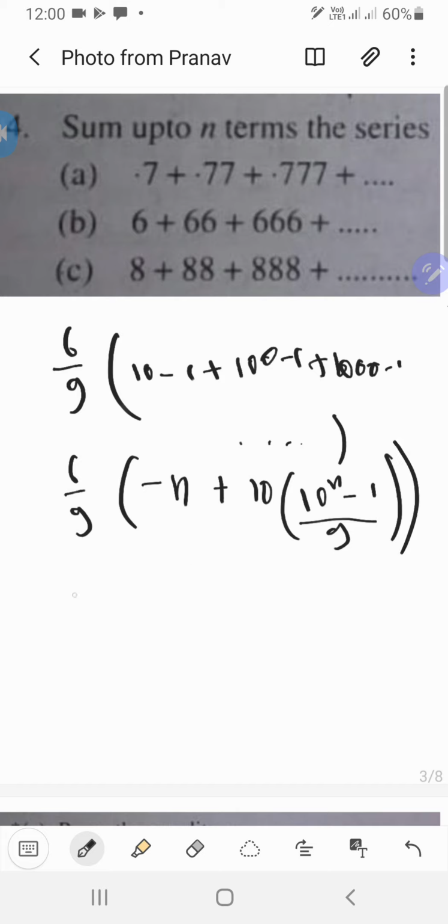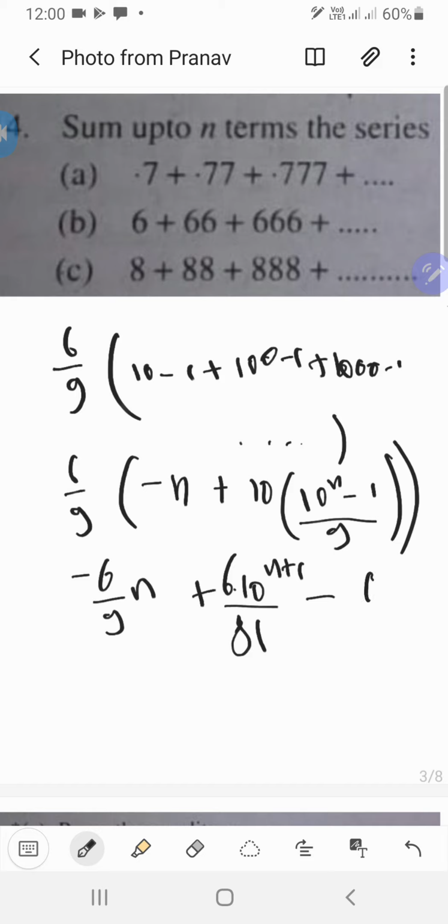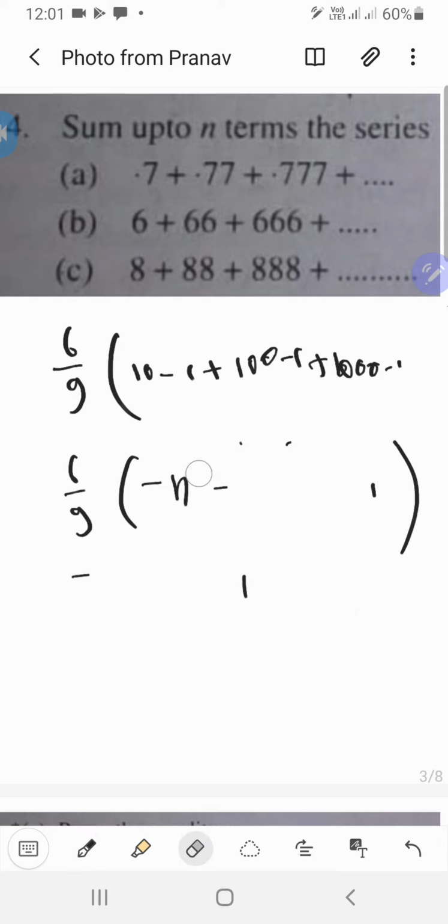What's this going to be? It's going to be negative 6 by 9 of n plus 6 times 10 times (10 to the n minus 1) upon 81, so minus 6n upon 9 plus 60 times (10 to the n minus 1) upon 81. It's a multiplication between these two. Okay, so that's the most simplified version of this answer. Let's go to the next question.